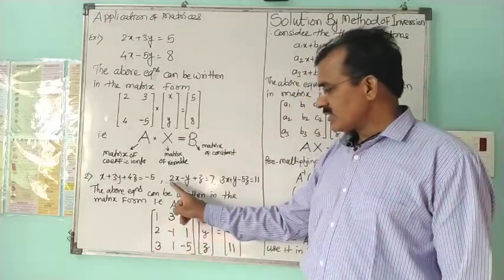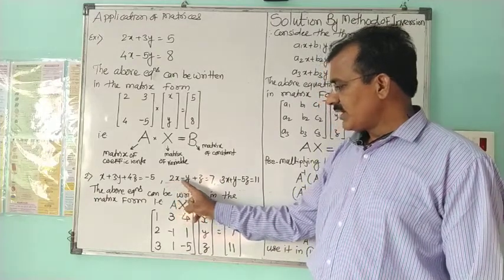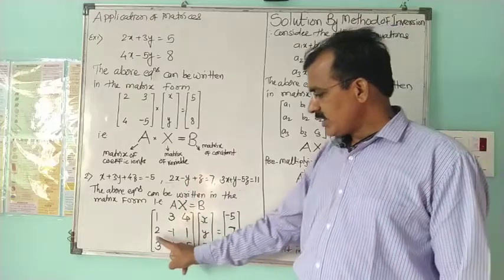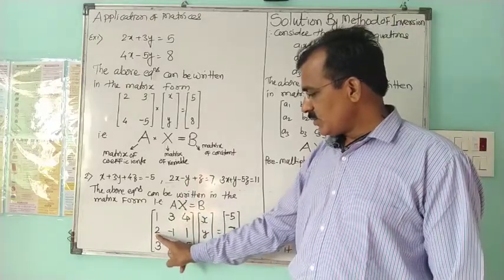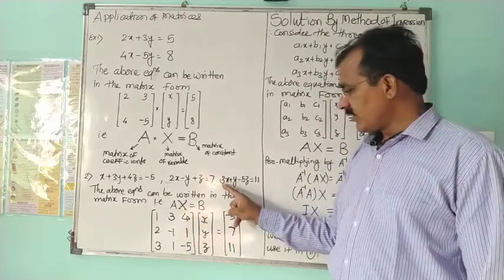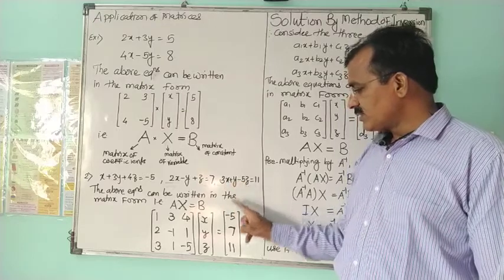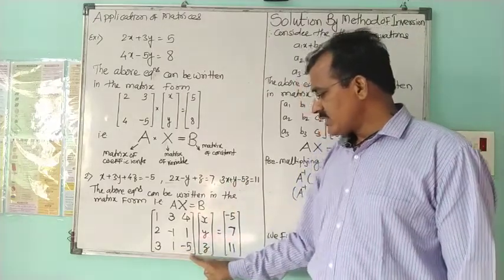From the second equation, the coefficients of x, y, z are 2, minus 1, 1. So they are written in the second row, 2, minus 1, 1. From the third equation, the coefficients of x, y, z are 3, 1, minus 5.